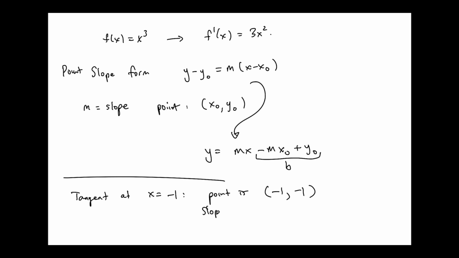Slope is what? Well, what do I have to plug in where to get the slope? Yeah, to f prime, okay? So I've got to plug the thing into the right function. In this case, I'm going to plug it into f prime. So f prime of -1 is 3 times (-1) squared, which is 3. Okay? So we know our point, we know our slope. Now what?